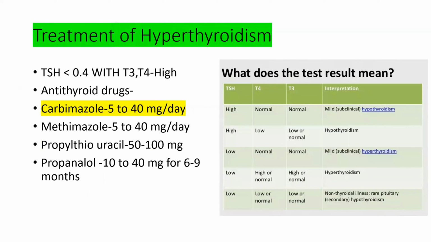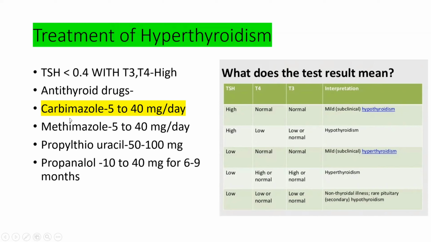Treatment of hyperthyroidism. TSH less than 0.4 with high T3, T4 is hyperthyroidism. TSH low with normal T3 is milder, subclinical hyperthyroidism. TSH low with high T4 is hyperthyroidism.